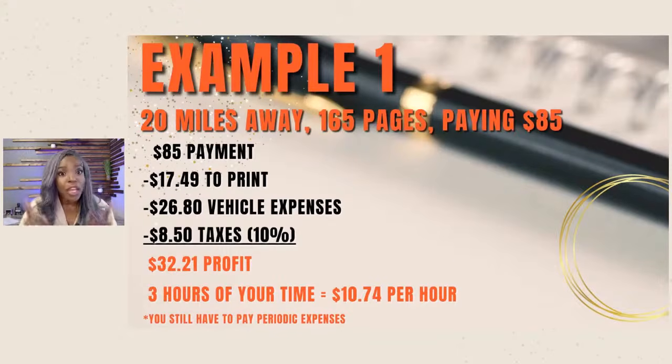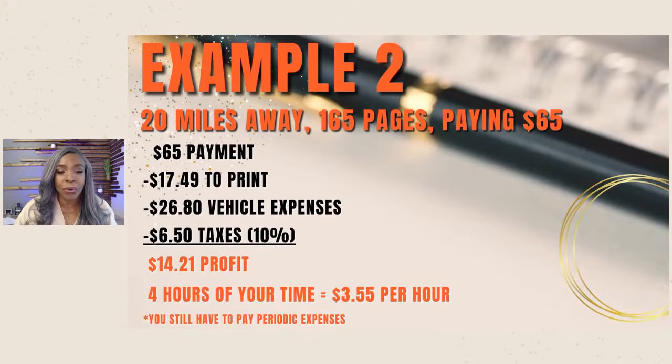But keep in mind, you still, out of that profit, have got to pay your periodic expenses. So again, things like your notary commission, your notary supplies, your insurance, all of these different things still have to come out of that. So that's not terrible. It's not terrible. Could be better. Let's take a look at another example.